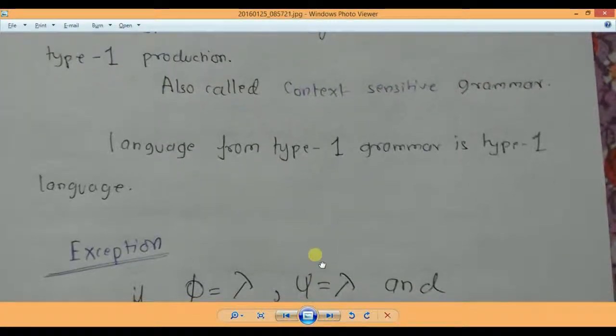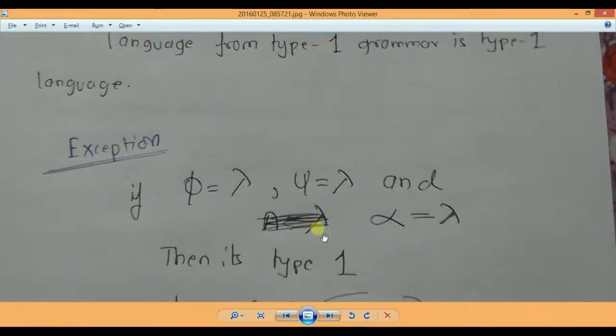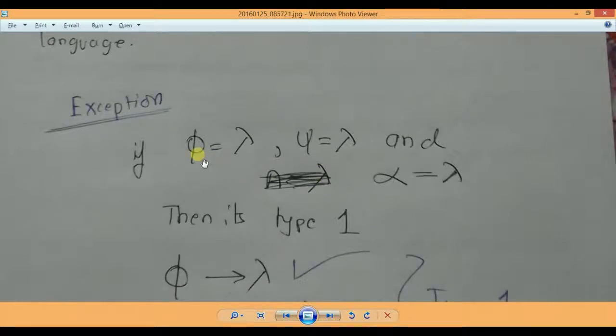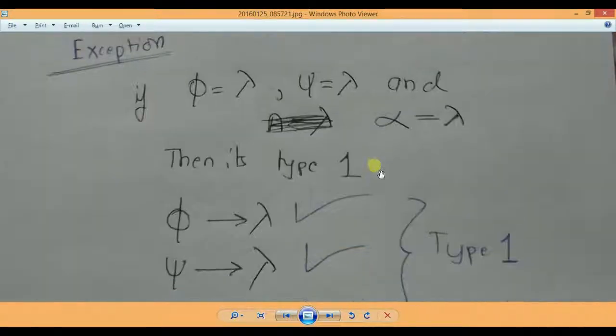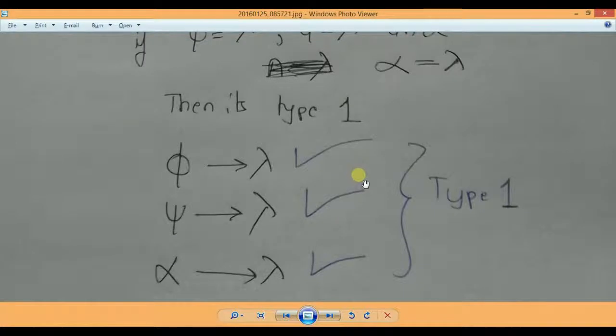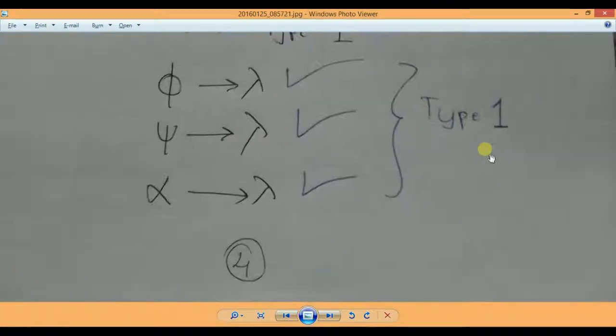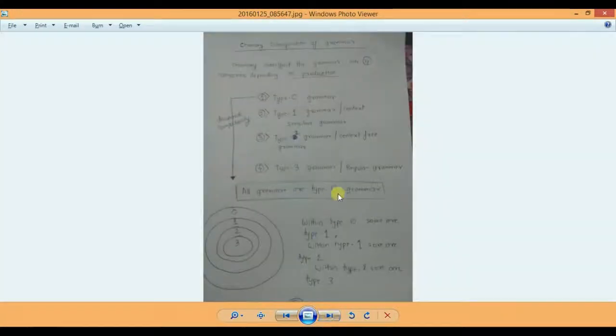Well, there is only one exception to this rule. The exception is if phi and psi are both lambda and alpha is lambda, then it's type 1. So it's summarized here: phi is lambda, psi is lambda, and alpha is lambda, means the entire thing is lambda, is null, then it's type 1. Moving on to the next page.